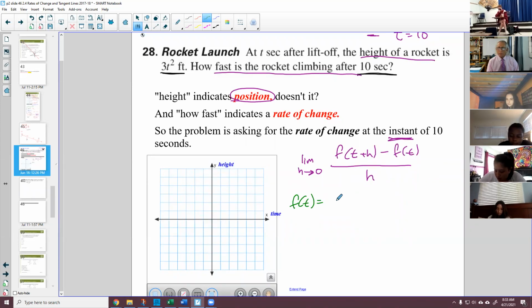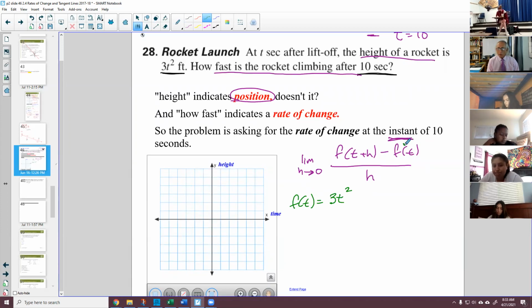Well, look at the problem. F of t, they give it to us. They're telling us the function, the height of the rocket at any particular time. So what is f of t? It's right there in the problem. Oh, 3t squared. Yeah, f of t is 3t squared. That's the height of the rocket at any particular point in time.